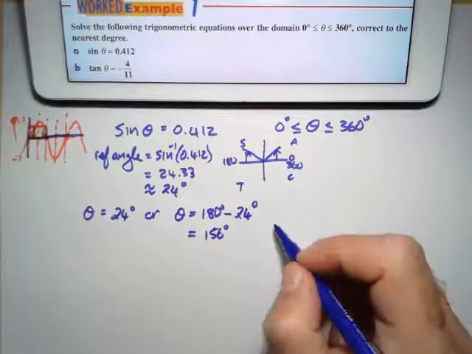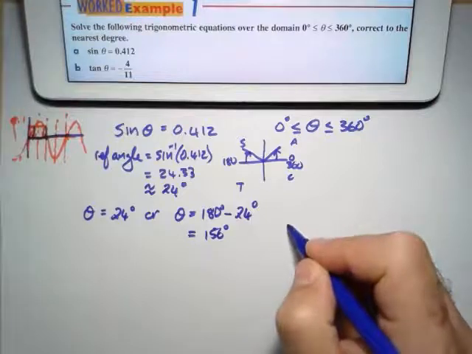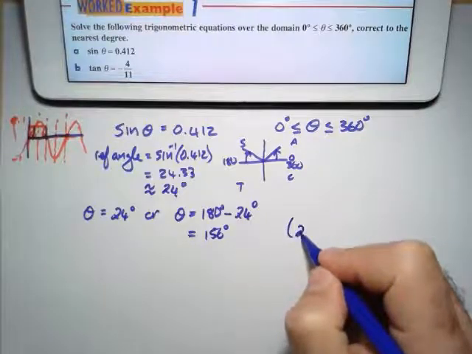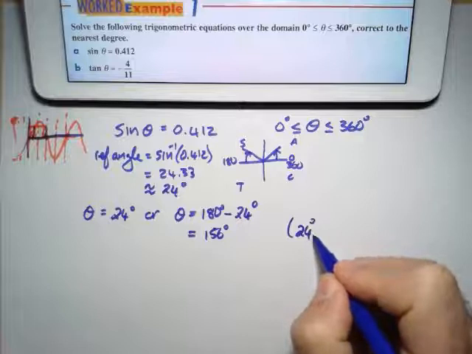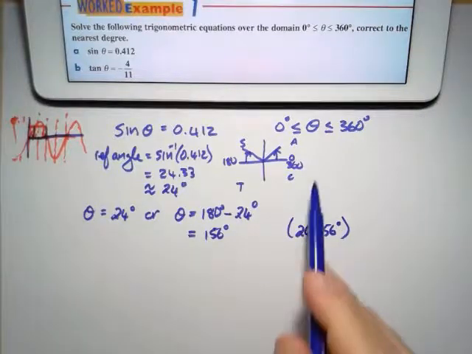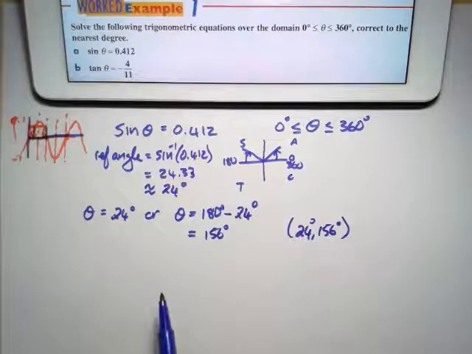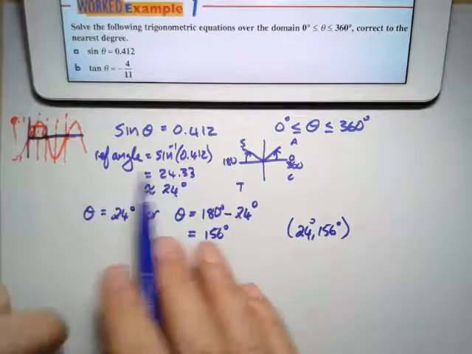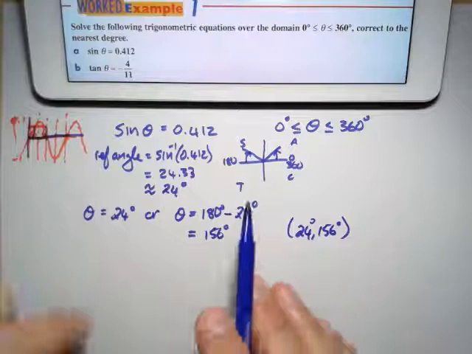We sometimes write the answer. You'll see the book writes the answer as theta equals, and they put it in numerical order, 24 degrees, 156 degrees. What you'll have to have is a CAST diagram. Always find the reference angle.